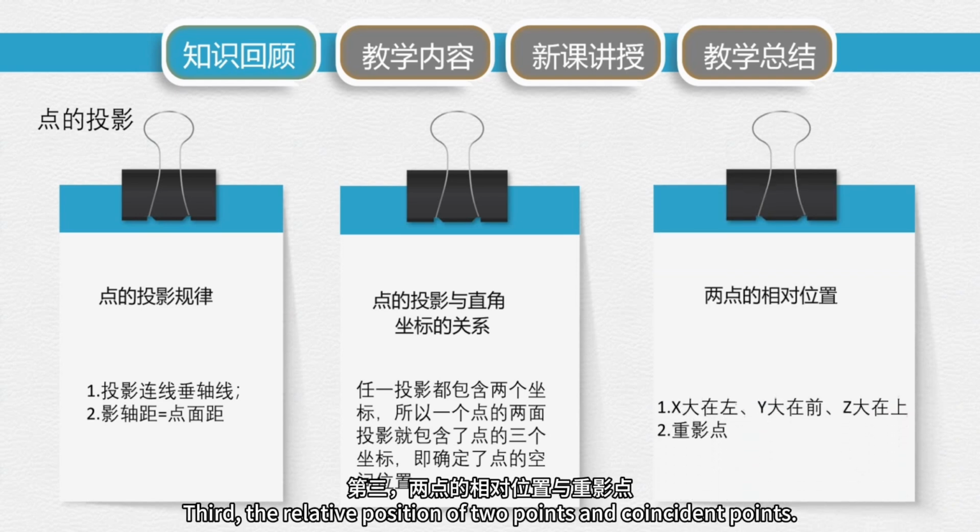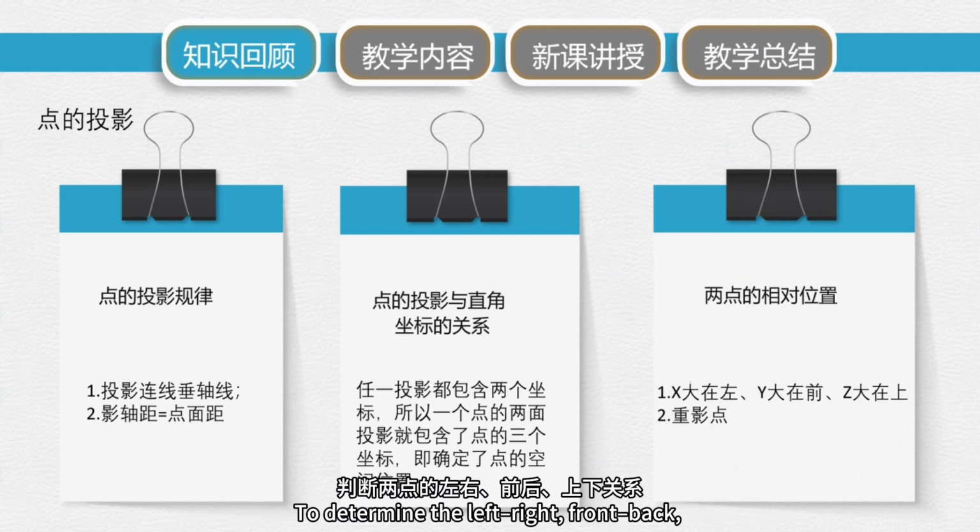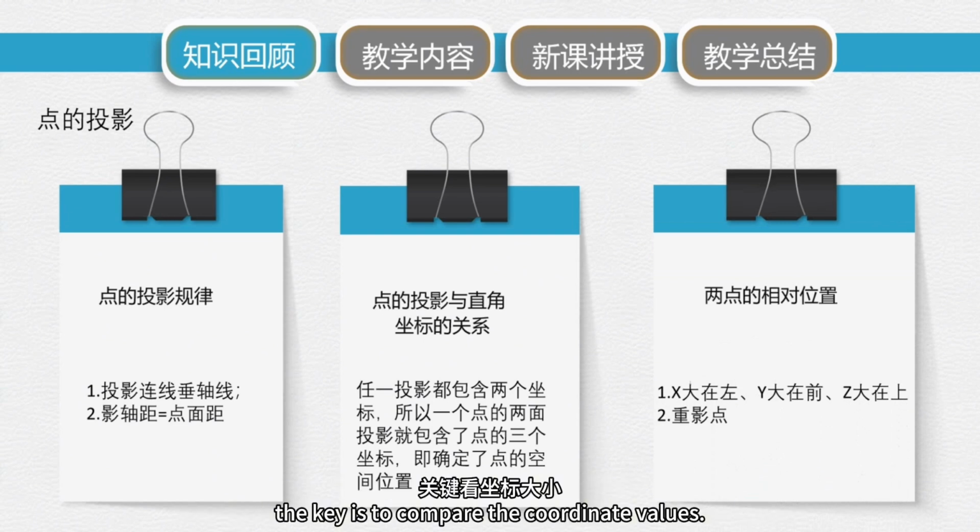Third, the relative position of 2 points and coincident points. To determine the left, right, front, back, and up-down relationships of 2 points, the key is to compare the coordinate values. A larger x value means the point is on the left. A larger y value means the point is in front. A larger z value means the point is above.